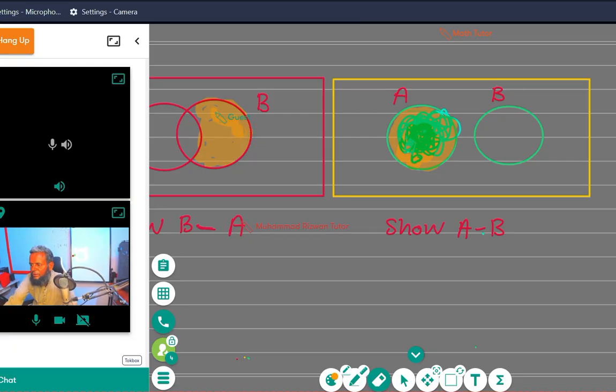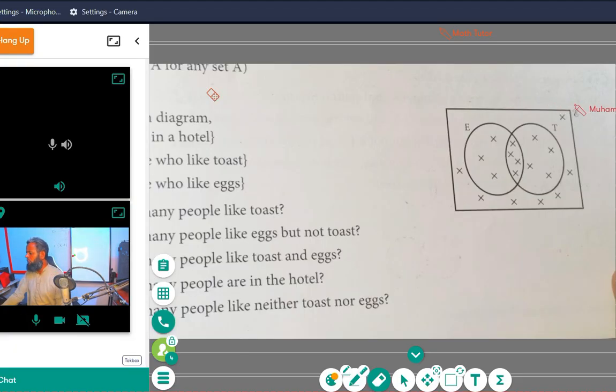I'm uploading the universal set, okay? Universal set means all other sets will be subsets of this universal set. The universal set is sometimes denoted by U and sometimes by this symbol. T means people who like toast, and E means people who like eggs.